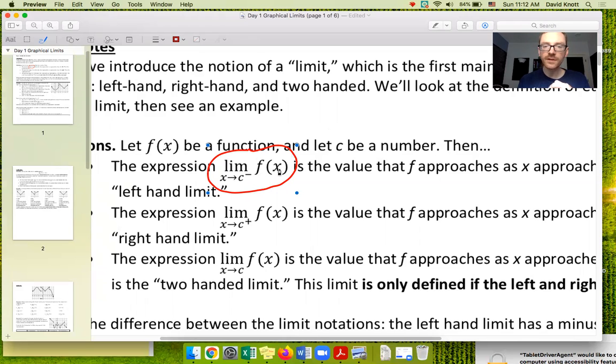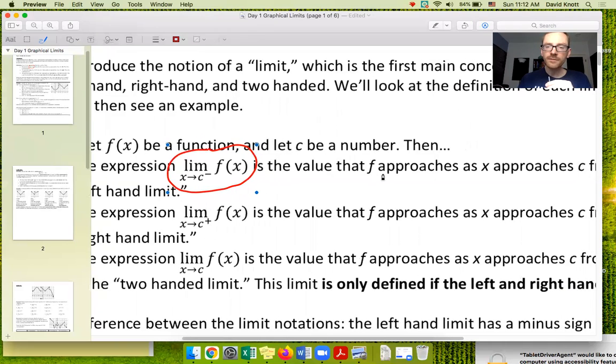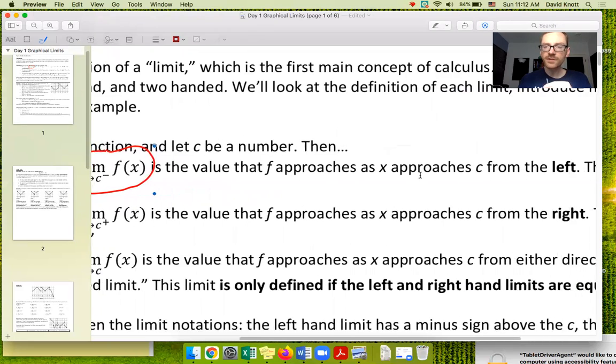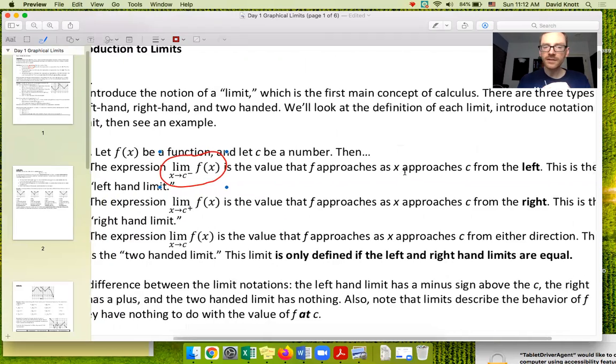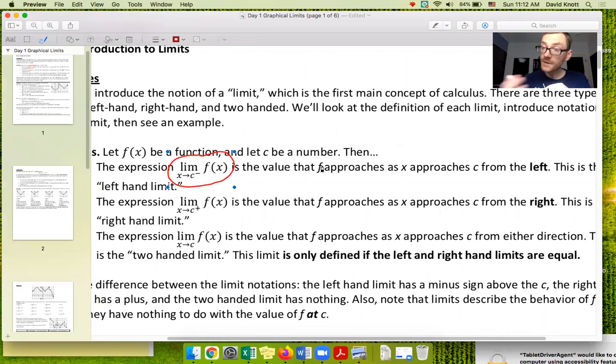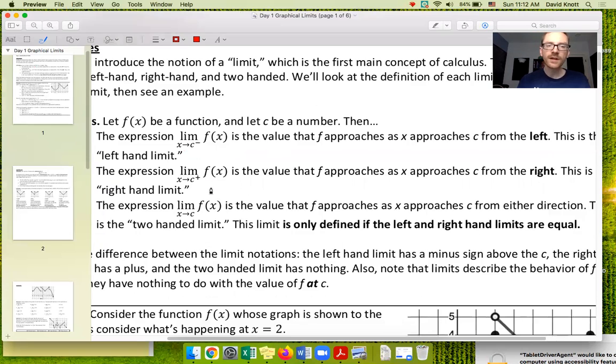We pronounce this thing the limit as x approaches c from the left, but what does this expression actually mean? What it means is the value that f approaches as x approaches c from the left, okay? That's the left-hand limit. It's the value that the function approaches as x approaches c from the left. And I know that that must be a mystery if this is the first time you're seeing it. What does that mean? You'll see what it means in a moment. It's pretty straightforward. Okay, so that's the first limit.